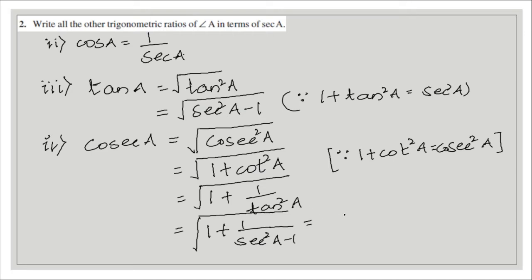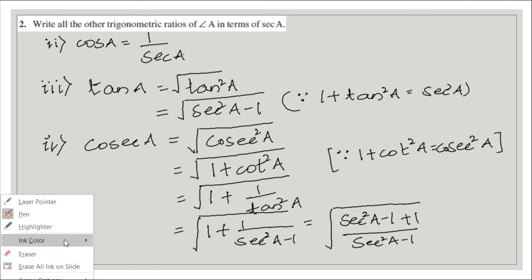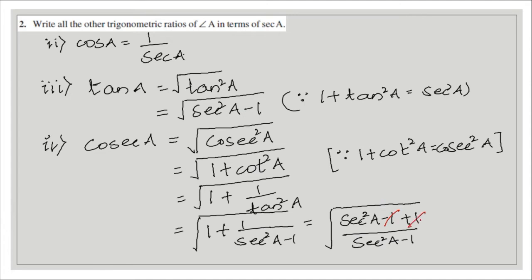Take the LCM. We get secant square A minus 1 added to 1 divided by secant square A minus 1. Observe, we get minus 1 and plus 1 getting cancelled. Root of secant square A is secant A, and the denominator will become root of secant square A minus 1. That's how we have expressed cosecant A as secant A divided by root of secant square A minus 1.